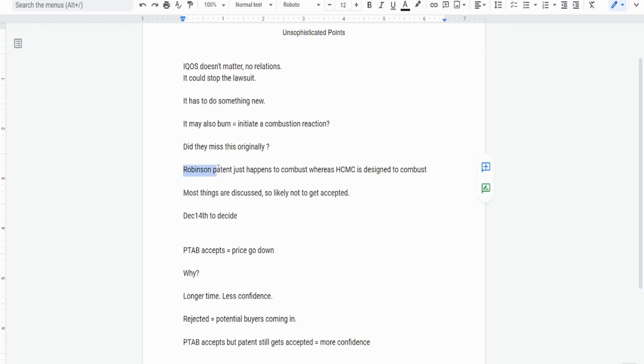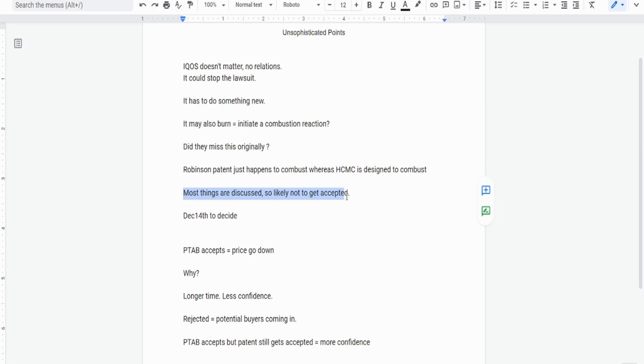The Robinson pattern basically happens to combust, whereas HCMC's pattern is designed to combust, where they say it's meant to initiate a combustion reaction, whereas the Robinson pattern, like I said here, may also burn. So there are two different things here. One happens coincidentally, the other is designed to combust. These are two key factors we have to look at.